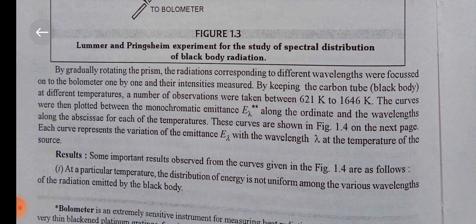By gradually rotating the prism, the radiation corresponding to different wavelengths was focused on the bolometer one by one and their intensities measured. By keeping the carbon tube at different temperatures, a number of observations were taken between 621 Kelvin to 1646 Kelvin. The curves were then plotted between the monochromatic emittance E lambda along the ordinate and the wavelength along the abscissa for each of the temperatures.